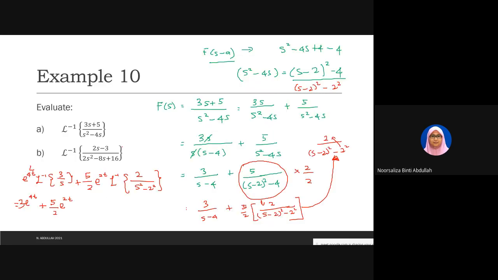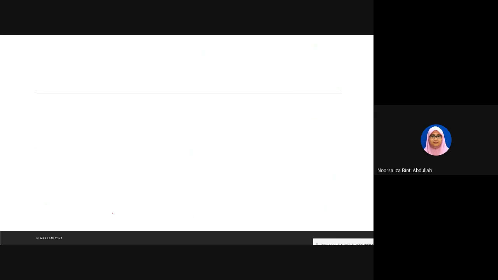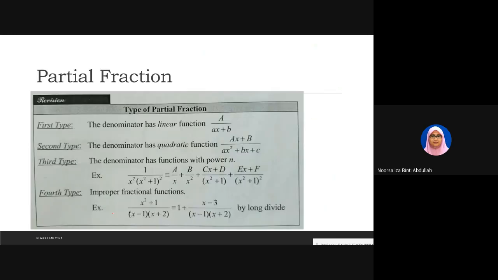Okay. Ada soalan? Ada soalan? Tak ada. Okay, kalau tak ada yang B tu you all boleh buat lah. Senang je kan? Dia method dia sama je macam ni. Okay, so kalau tak ada kita move to the next inverse.